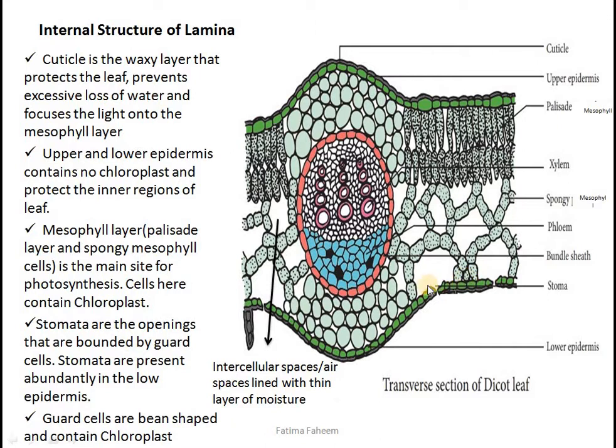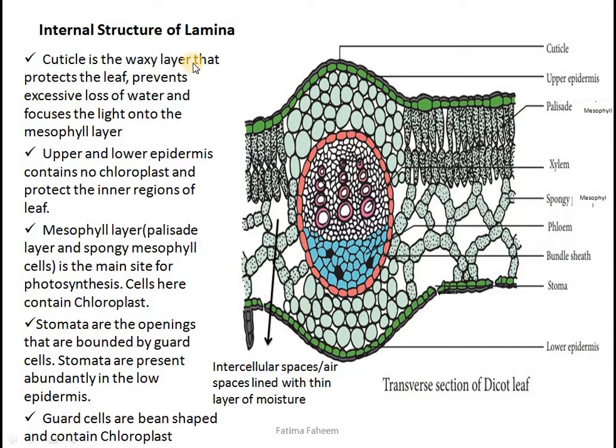Then on the lower side you can see a similar layer as we saw in the upper part. This is called the lower epidermis. These cells are single layered, but they have an adaptation that some of the cells are bean shaped, which are called guard cells, and these guard cells are responsible for opening and closing of the stomata, which is a pore. Now what's the function of this pore or stomata? Stomata has a very crucial role to play. It allows gaseous exchange, carbon dioxide into the leaf and oxygen out of the leaf.